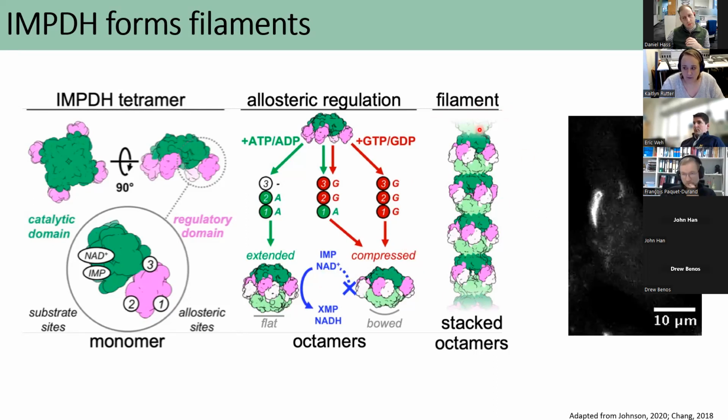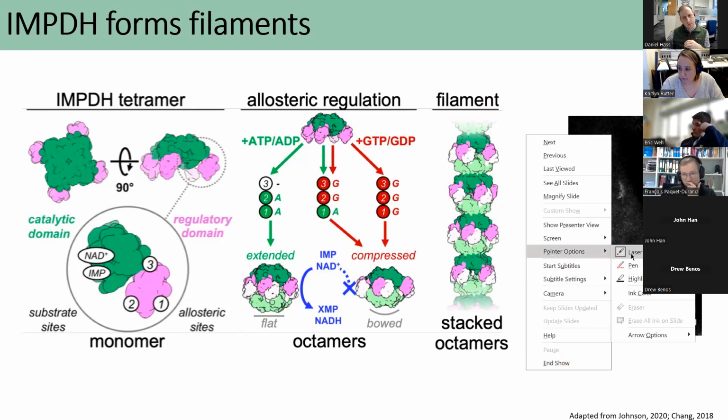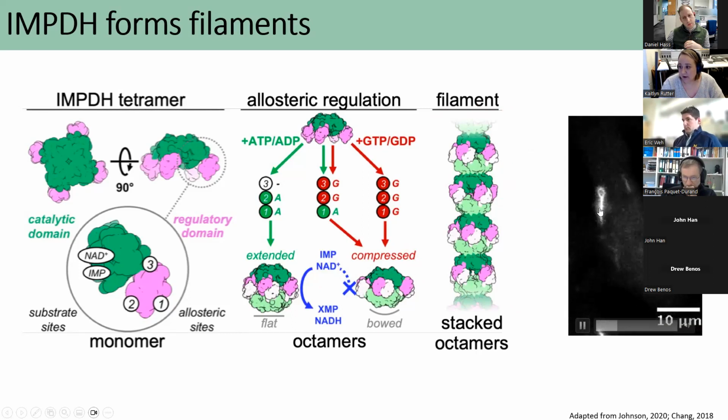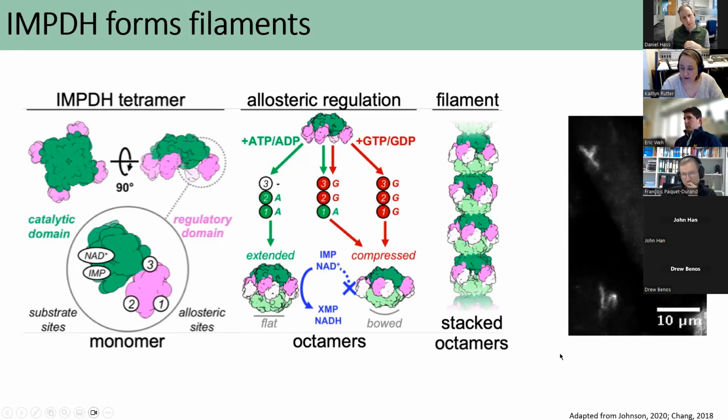So that's what it looks like structurally. What does it look like in a cell? So this is a cell culture that has IMPDH fluorescently marked. And we can see this nice filament here that is dynamic. It's moving and changing some of its shape. So that's what it looks like in cells.